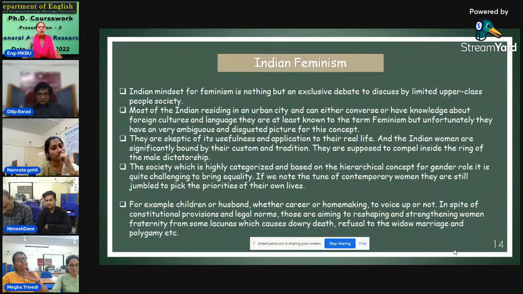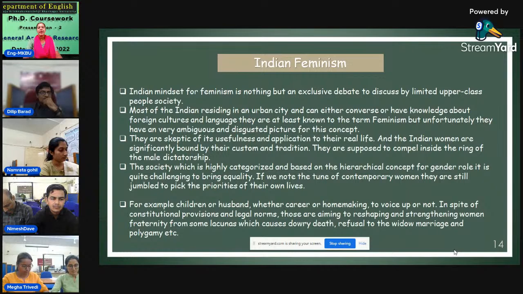Most of the Indians residing in upper cities can converse or have knowledge about foreign cultures and languages, and they are at least aware of the term feminism, but unfortunately they have a very ambiguous and disgusted picture of this concept. They are skeptical of its usefulness and application to their real life, and Indian women are significantly bound by their custom and tradition. They are supposed to remain inside the ring of male dictatorship.